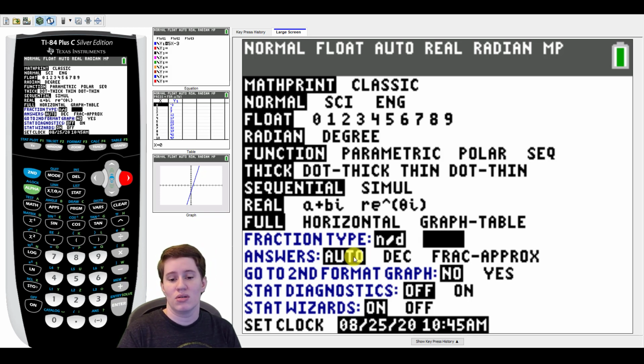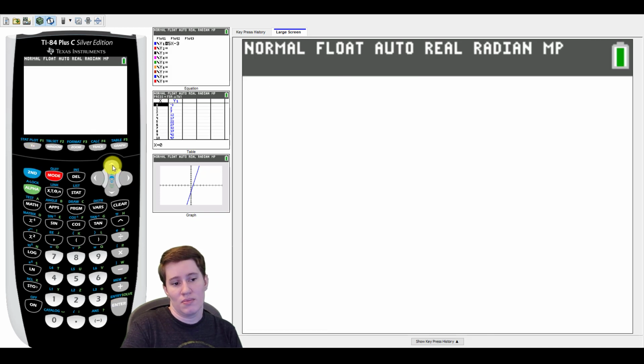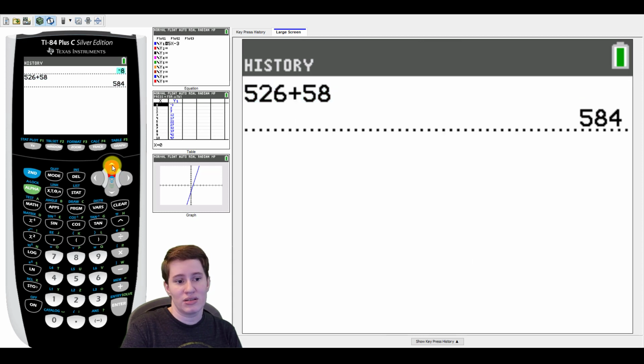If you put it in as a normal division problem, it will give you a decimal. And you can always flip between the two using the math menu, so that's nice. I'm curious about this fraction type, if that means that it will give me a mixed number. So even though the screen is blank, we can still actually scroll up.